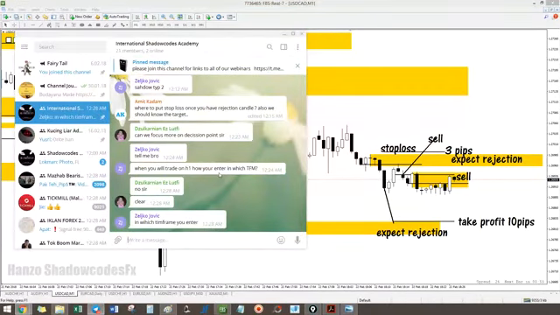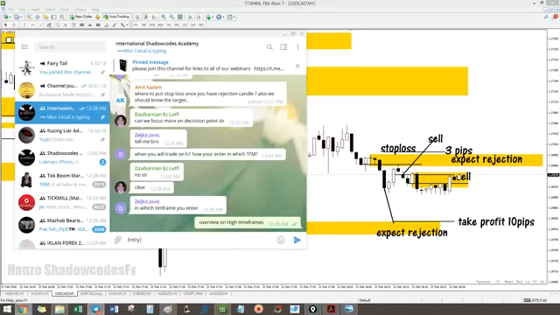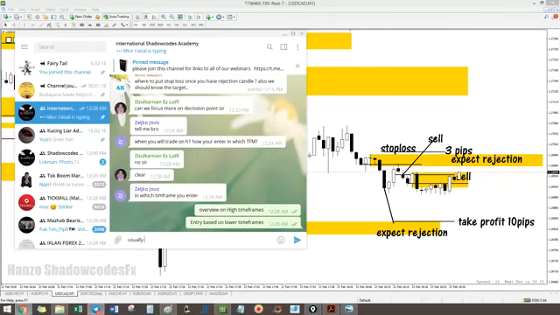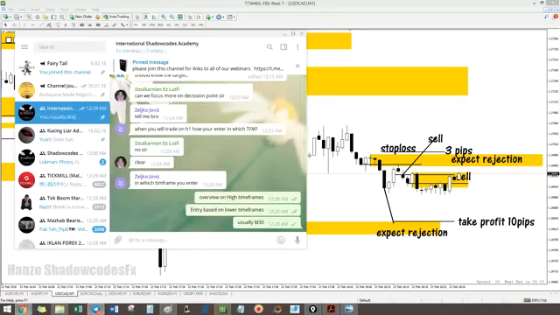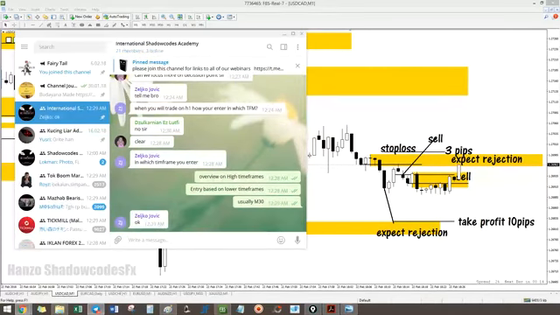So clear. In which time frame do you enter? Lower time frame. Overview on the high time frame. Entry based on the lower time frame. Usually M30. But if you are comfortable with M5, M15, just trade with the time frame that you are comfortable with.